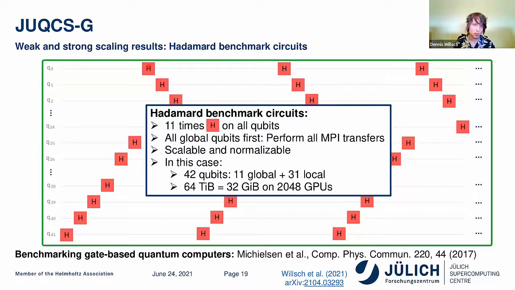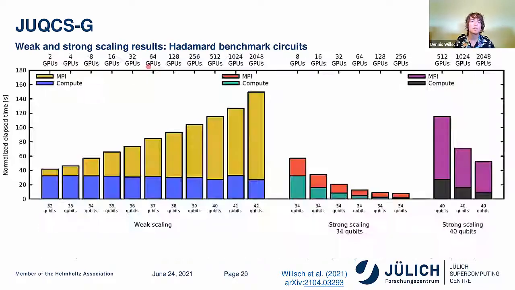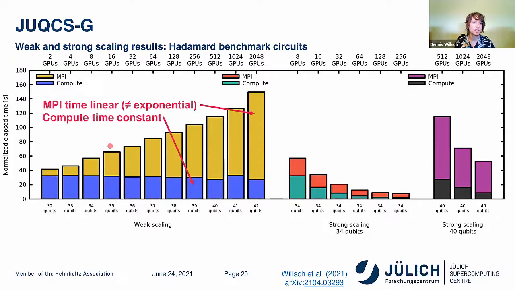And with these sort of optimal benchmarking circuits, we repeated the previous experiment. And now we see that for the weak scaling up to 42 qubits, now using 2048 GPUs, the computing time is constant and the MPI time increases linearly as before. So not much change here, but the important thing is that the data transfer or the overall runtime does not increase exponentially, which is typically associated with quantum computer simulations or also quantum computer operations in general.